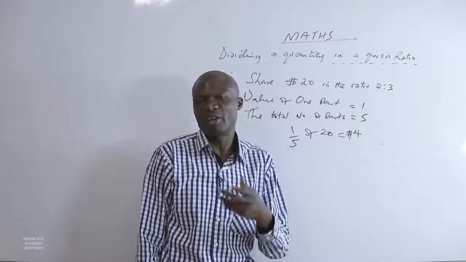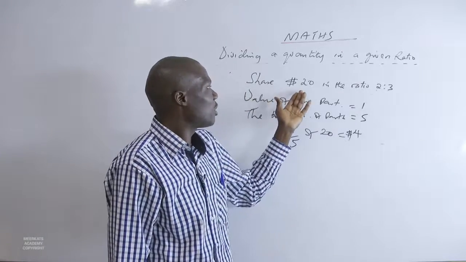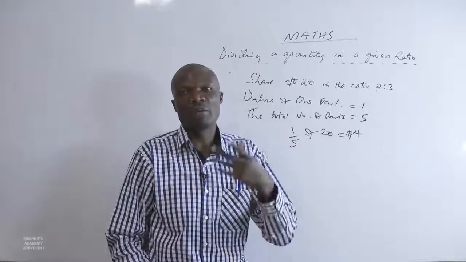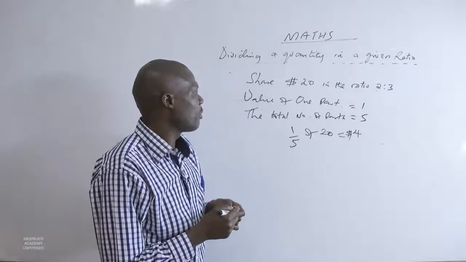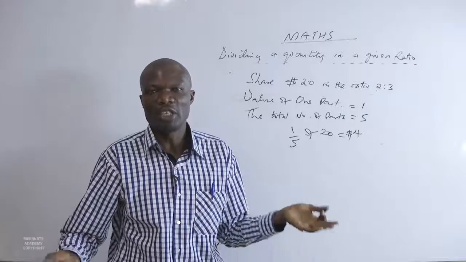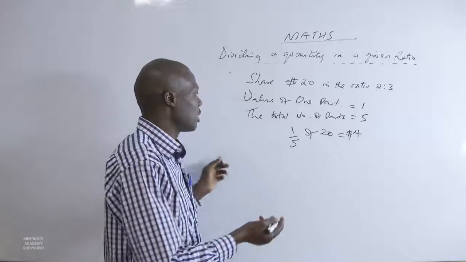What was required was for us to tell what would be the amount if we share $20 in the ratio 2 to 3. So we look for the 2, then we look for the 3. If one part is $4, what is 2 parts? The unitary approach is very easy because it is simple.